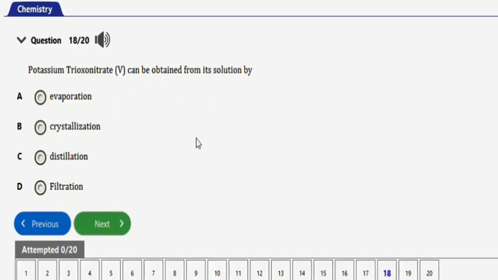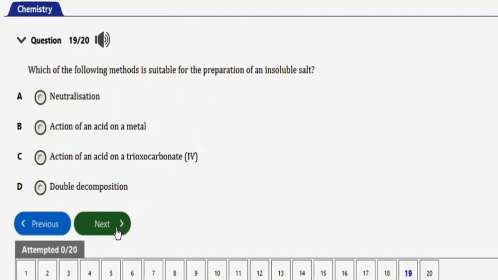Okay, so the next question will be this one. It says which of the following methods is suitable for the preparation of insoluble salts. So I think we have attempted a similar one, which is double decomposition for insoluble salts. Whereas had it been soluble, it would have been neutralization, but since it's insoluble, it's double decomposition. Last question before I end this video with this one.